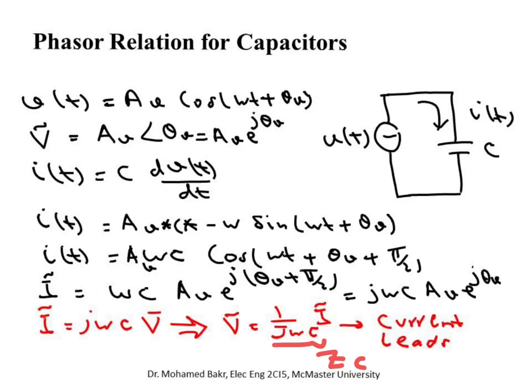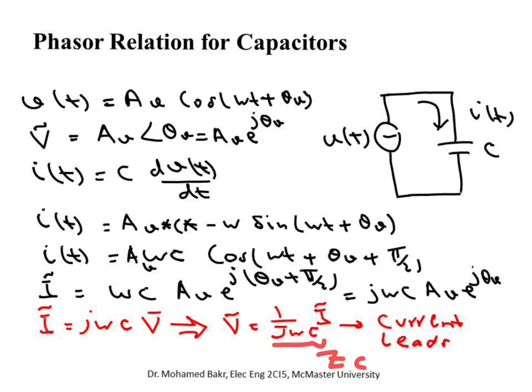This is a relationship that all electrical engineers know by heart: if you have a sinusoidal source connected to a capacitor, then the phasor of the current and the phasor of the voltage are related by this relationship. The phasor of the voltage will be equal to the impedance of the capacitor multiplied by the phasor of the current. What's the impedance of the capacitor? It's 1 over j omega C. Remember, for an inductor, this was j omega L.